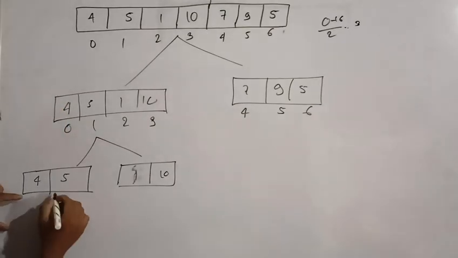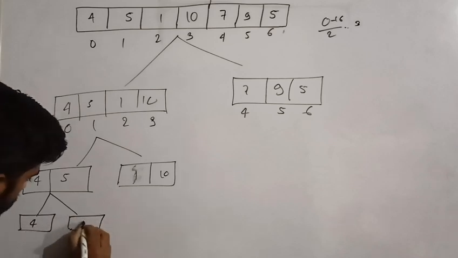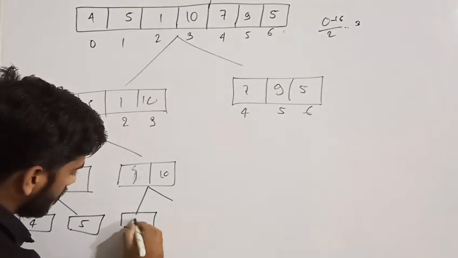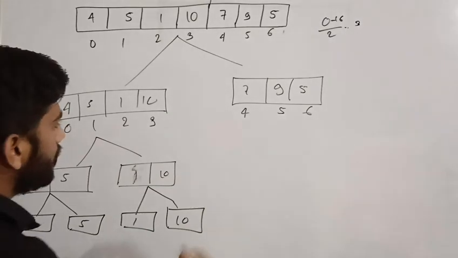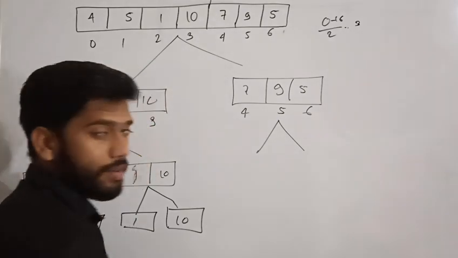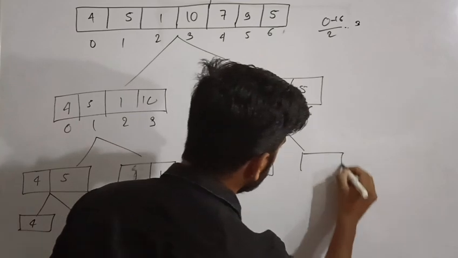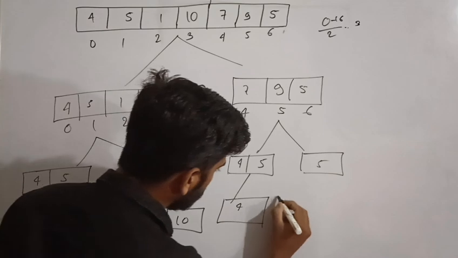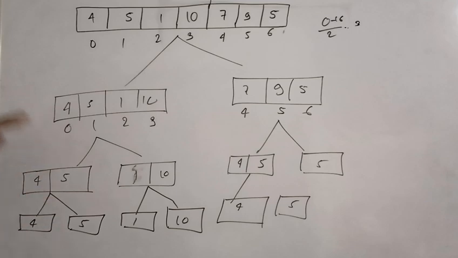Again this will be divided into two parts. It becomes 4 and it becomes 5. Again it will be divided into two parts, 1 and 10. Now again it will be divided into two parts. The first part will be 4, 5 and this becomes 5. Again it will be divided into two parts, 4 and 5. This will keep being divided until there is only one element.